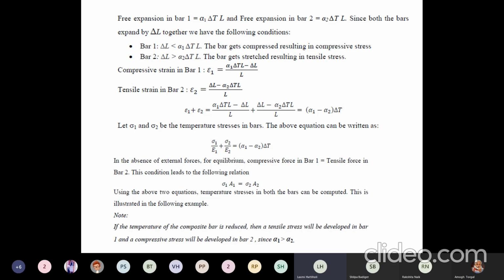Observe my next equation. e1 plus e2, LHS. What did I write? e1 is nothing but sigma 1 by E1. e2 is nothing but sigma 2 by E2, right? Which is equal to, this remains same, alpha 1 minus alpha 2 delta T. So this is my final equation I should remember in all my problems. Just remember this formula. Sigma 1 by E1 plus sigma 2 by E2 is equal to alpha 1 minus alpha 2 delta T.